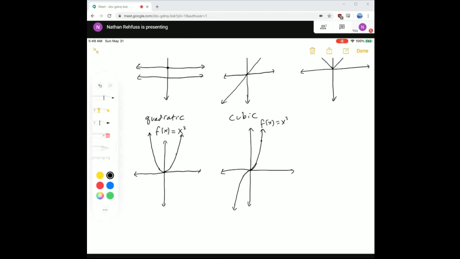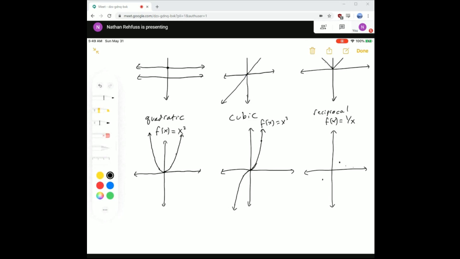Oh, this is a weird one. I'll call this the reciprocal. f of x equals 1 over x. This one has a pretty goofy shape. So 1 over 1 is 1, and 1 divided by negative 1 is negative 1. We'll start there. 1 divided by 2 is 1/2. 1 divided by 3 is 1/3.